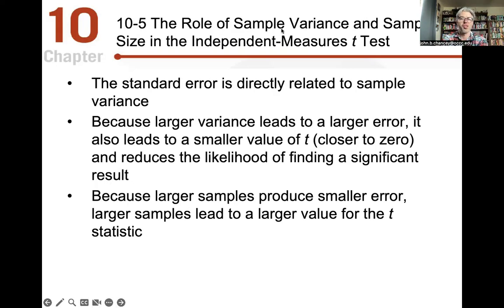So other things to consider: the role of sample variance and sample size in your independent measures t-test. Standard error is related to sample variance, so how much variance there is amongst your sample from the population. Larger variances lead to larger error. It can also lead to a smaller value of t, making it closer to zero, and reduce the likelihood of finding a significant result. And because larger samples produce smaller error, larger samples lead to a larger value for the t statistic. So that shows you where things like sample size and variance factor into that t statistic measurement.